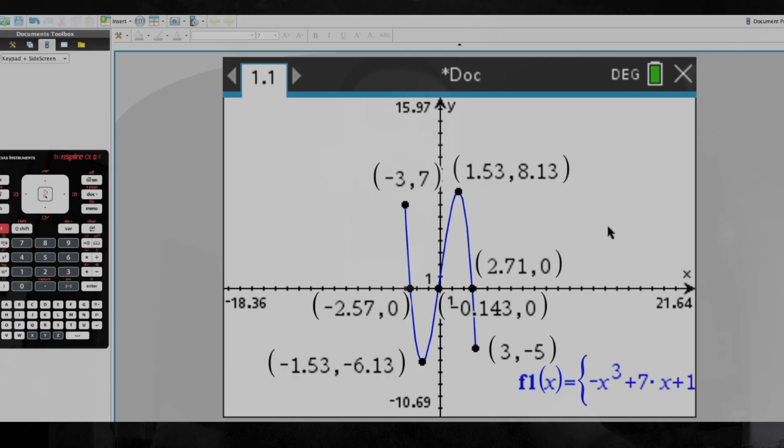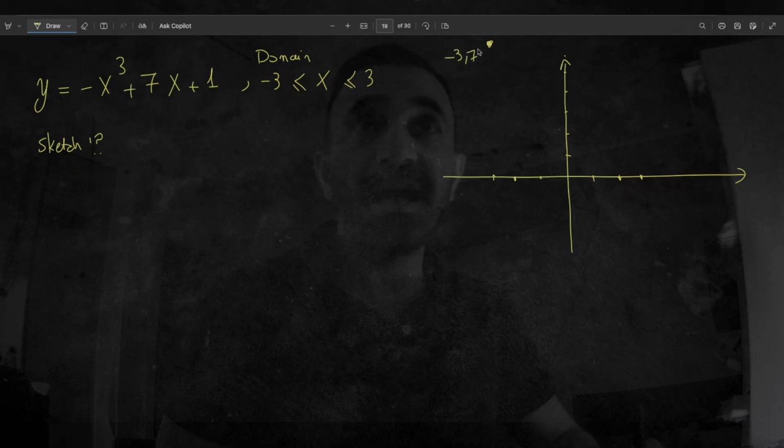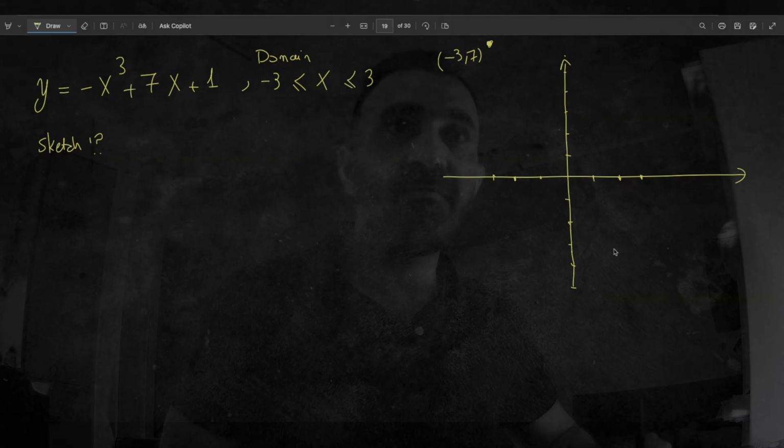Okay, now I'm going to draw this function based on the coordinates of the points that I have. First, minus 3 and 7, and 3 and minus 5. So minus 3 and 7. So let's say that this is 1, 2, 3, 4, 5, 6, and 7. Maybe 7 is here. So this is the first point, minus 3 and 7. What is the second point? 2, 3, 4, and 5. 3 and minus 5.